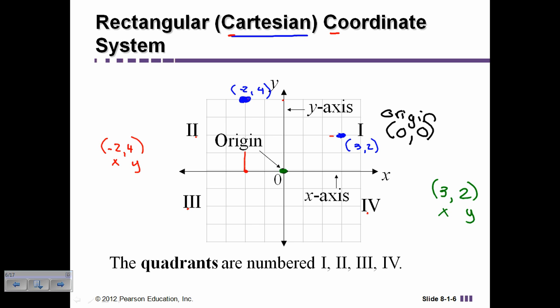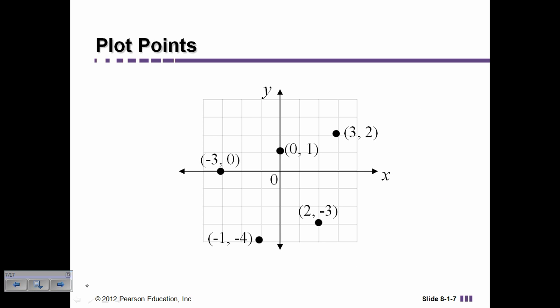So here's some other examples of points that have been plotted. We just did 3, 2. Some of the ones that tend to mess people up the most are, for example, the 0, 1 that you see here. Remember, x is 0, y is 1. So you're going to go where x is 0, you're going to go where y is 1, and you're going to draw until those two lines intersect.